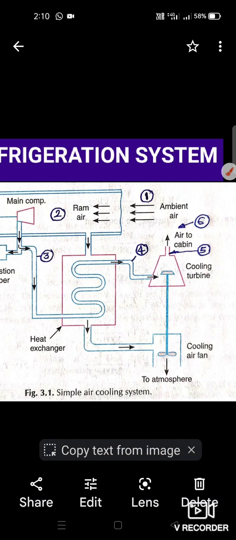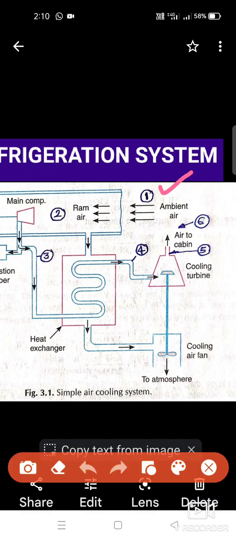So once again I will explain. At point number 1 there is atmospheric air available. Its temperature is around -40 degrees centigrade to -60 degrees centigrade. That air is rammed here, that means little bit pressure is increased. Then there is a main compressor. So 2 to 3 is a compression process.